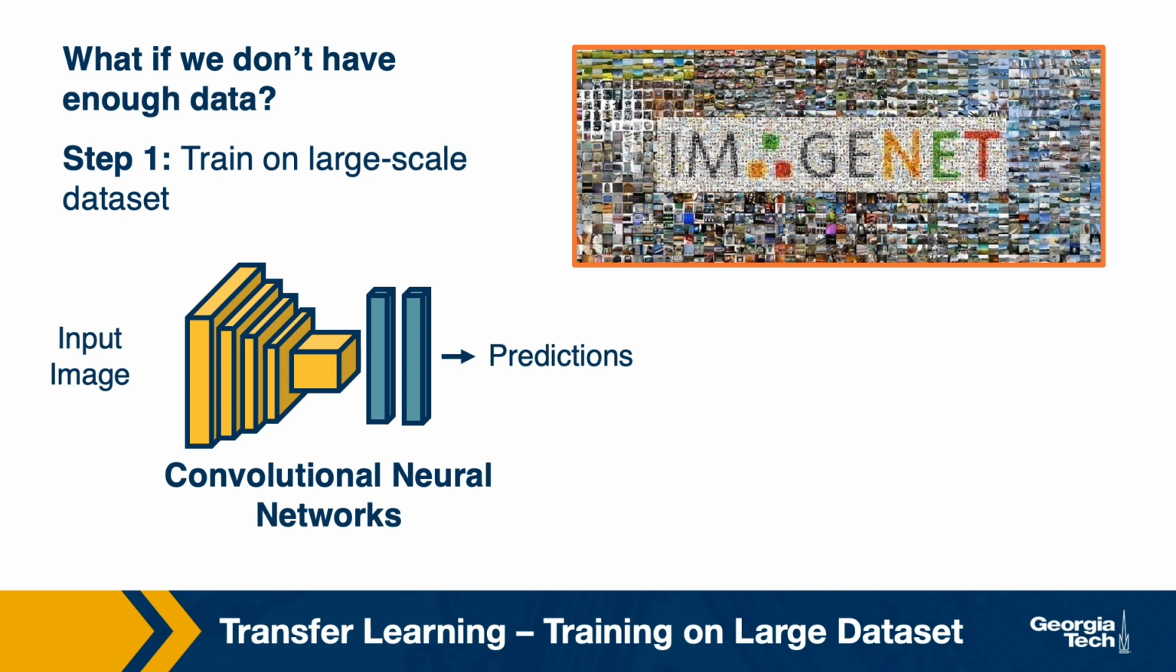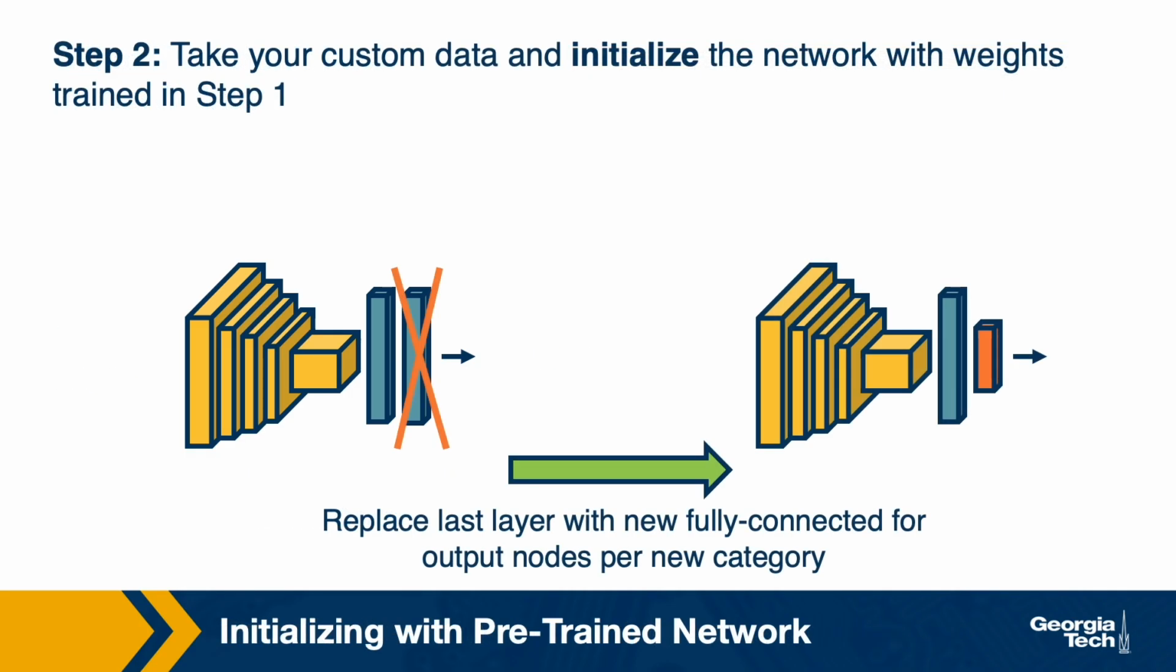That is, we can reuse the features that we learned on a very large data set for completely new things. Here's how it works. The first step is we'll train on some large-scale data sets, such as ImageNet. That is, we'll take a very large convolutional neural network and optimize all of the parameters, both for the convolution layers as well as the fully connected layers. In the second step, we'll take our custom data set. Our data set may have different categories. It's not going to have the same 1,000 categories that ImageNet has.